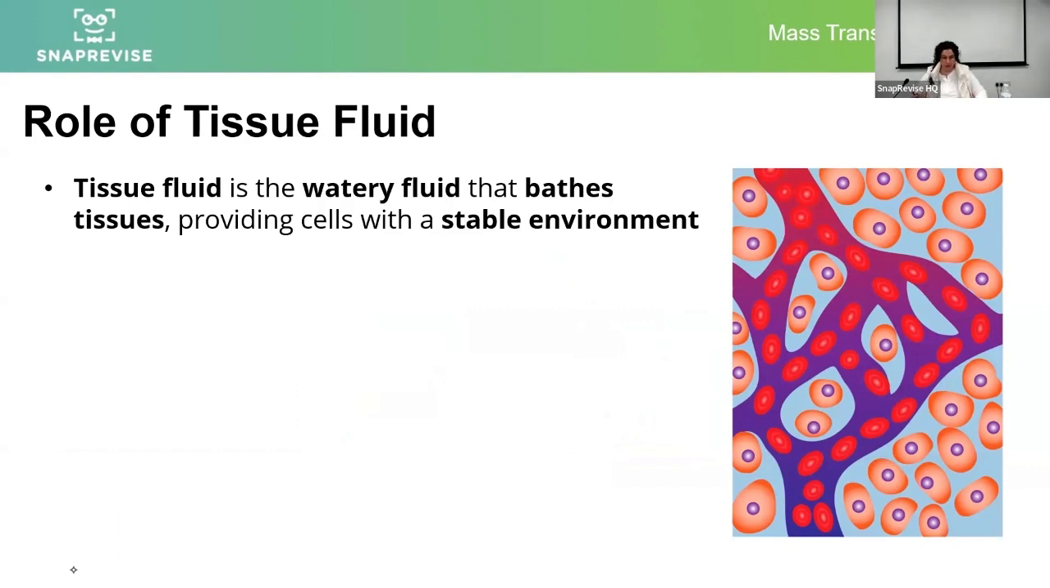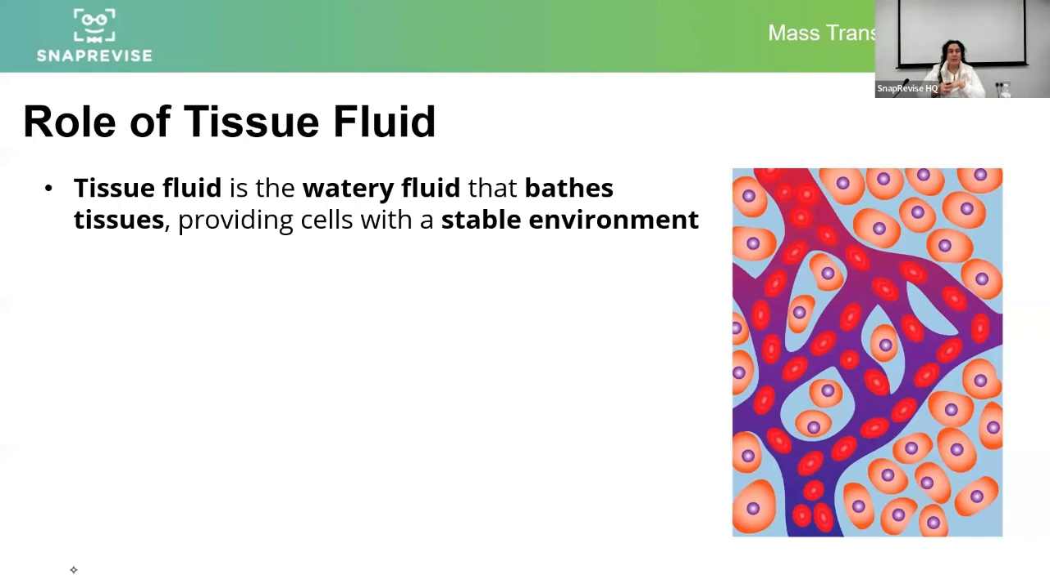What is it and what purpose does it serve? It's basically a watery fluid that bathes all of our cells and tissues. There isn't a single cell in the body that is found in a dry environment. They're all in a fluid.